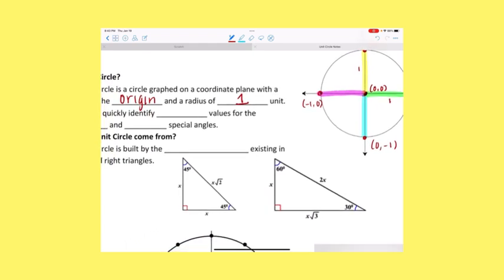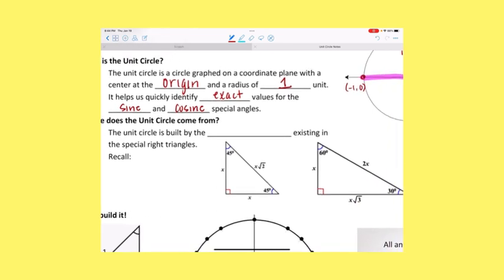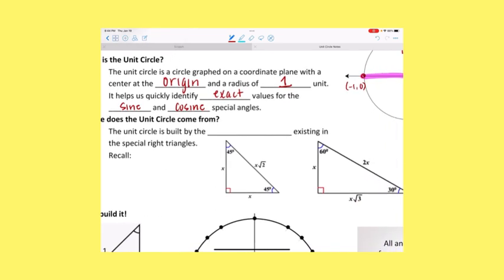But where do the things that we add come from? And what is this used for? Well, once it's all built, the unit circle is basically used as a reference sheet. What it allows us to do is really quickly identify exact values for the sine and the cosine of what I'm going to call special angles, the same special angles that we saw in our special right triangles. So these special right triangles are what build the unit circle. And when I say these triangles, what I mean specifically is the patterns. So we're going to build the unit circle using the patterns that exist in the special right triangles.